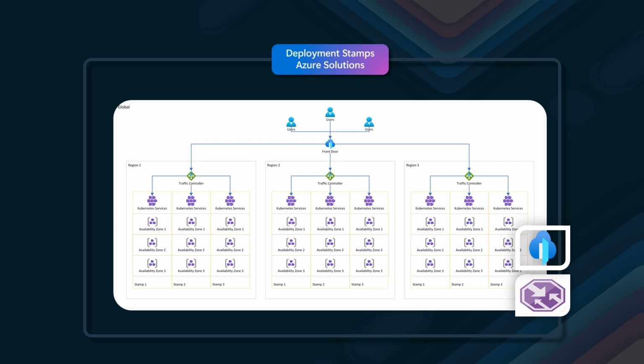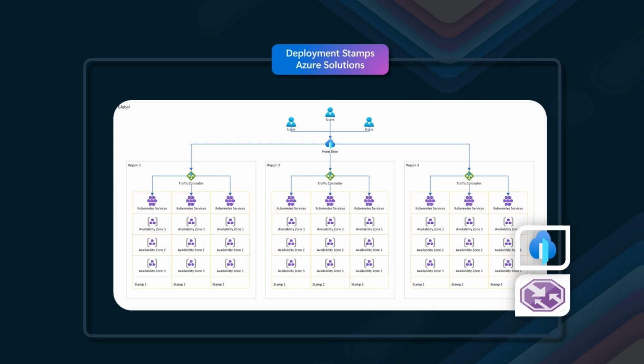Within each region, a traffic controller manages the distribution of incoming requests across multiple deployment stamps. This controller ensures that the workload is evenly balanced and that no single stamp is overwhelmed with requests. By distributing traffic efficiently, we enhance the overall performance and reliability of our application. So this is using Traffic Manager as an example.